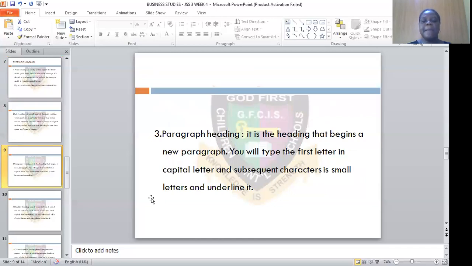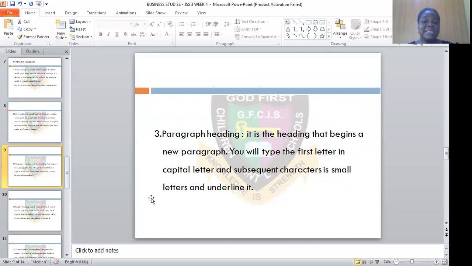Then the next one is the paragraph heading. It is the heading that begins a paragraph. The first letter is usually typed in capital letter and the subsequent ones in small letters. When you are writing a paragraph, you don't lump together all your words. You give it line spacing. It depends on what you are writing. If it is a lengthy script, you give it single line spacing. If it is a short script, you can give it double line spacing.